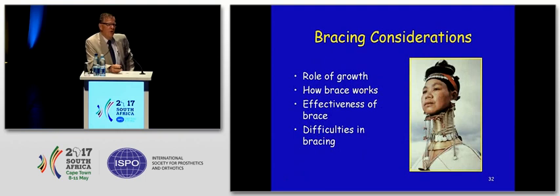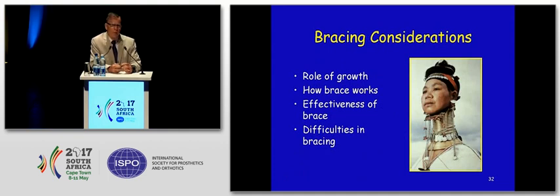The considerations you have must be to what your orthosis is doing. What is the role of growth? How the brace works? The effectiveness of a given orthosis? And anticipate difficulties in managing the patient.